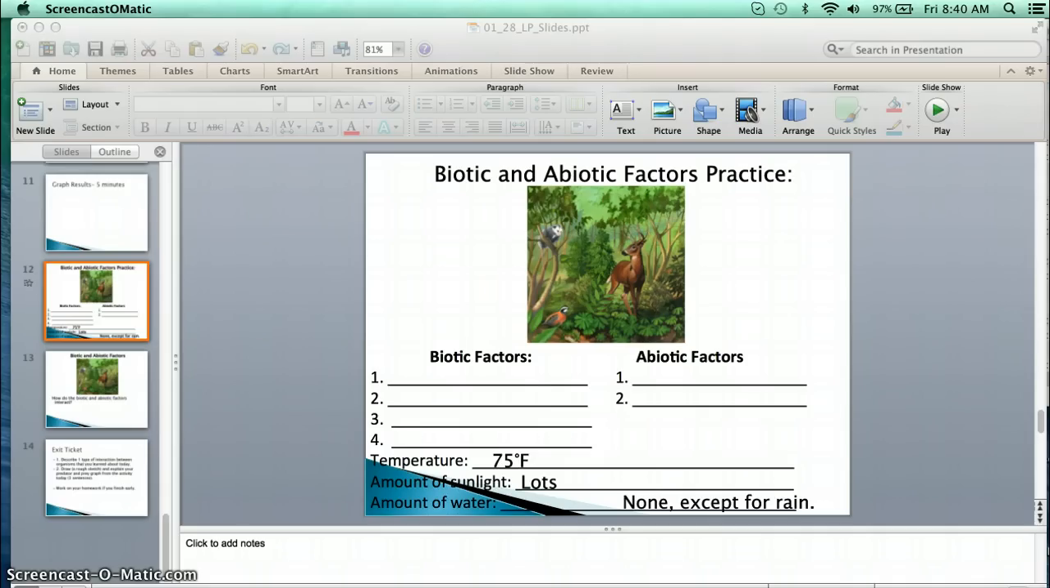You can also see at the bottom different things going on in the ecosystem. So the temperature is 75 degrees, the amount of sunlight is a lot of sunlight, and the amount of water is none except for rain. So you're writing down biotic factors and abiotic factors. So let's take 2 minutes to do that.